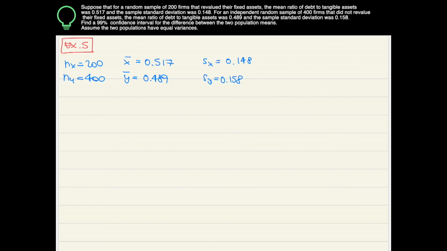Find a 99% confidence interval for the difference between the two population means. Assume that the two populations have equal variances. So we are assuming that these two populations have equal variances. Therefore, this is clearly case 5 from the scheme. Great. So we have two populations, different population means, same population variances. However, the sample variances can be different, right? Because they depend on the sample.